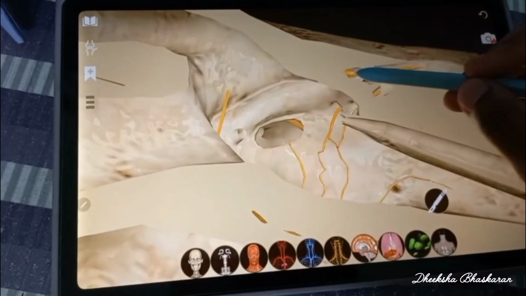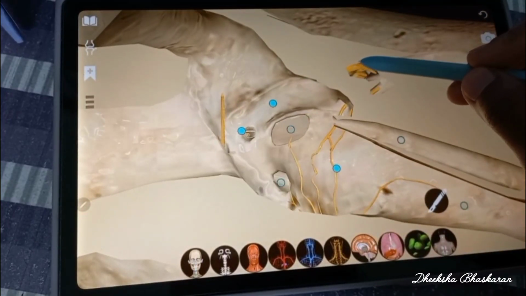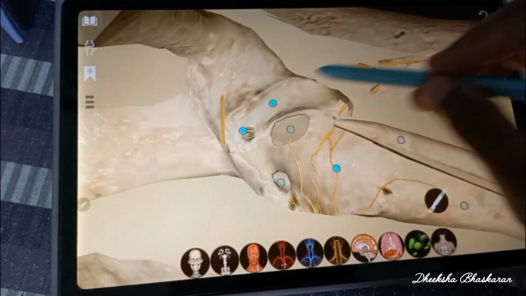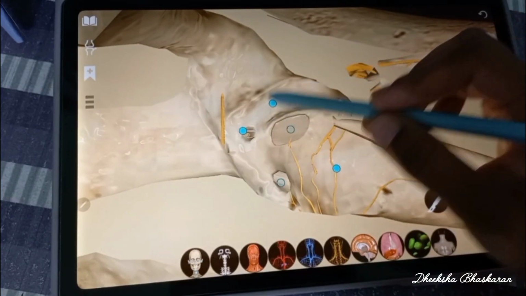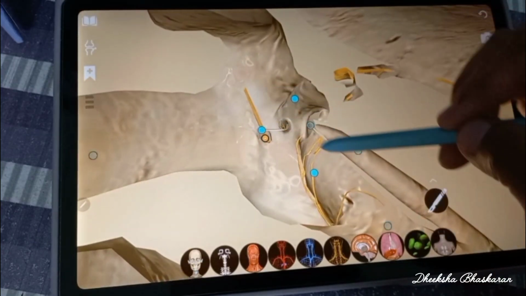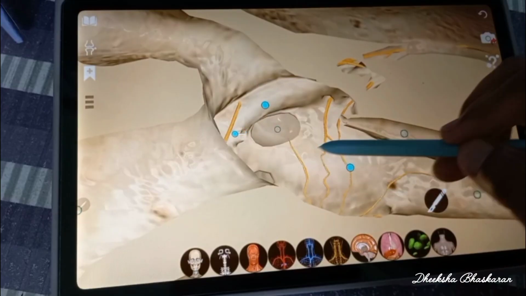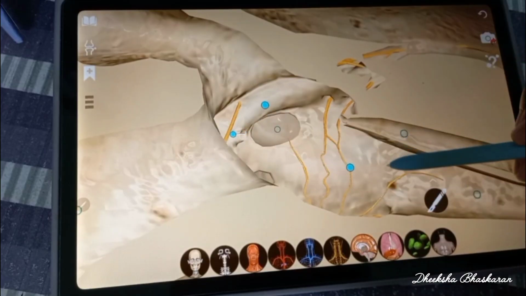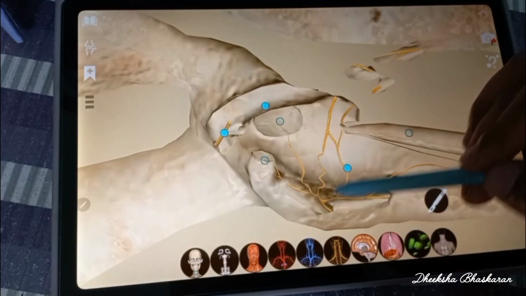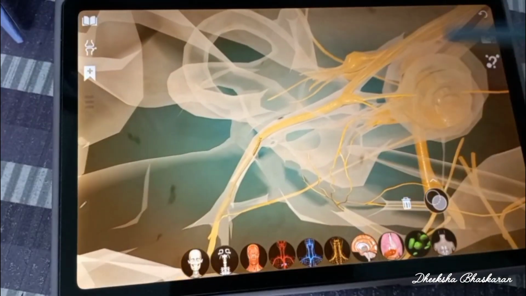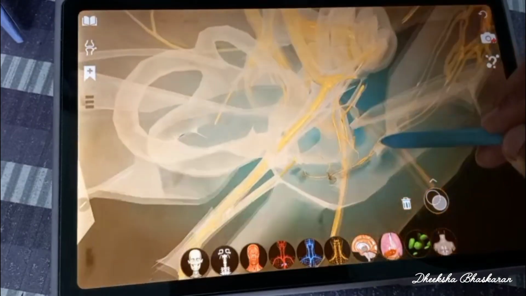We see the facial nerve here, entering through the internal acoustic meatus and running in the fallopian canal. This is the chorda tympani nerve, and this is the tympanic plexus over the promontory. This is the glossopharyngeal nerve. Now we can see the root of the facial nerve properly here.